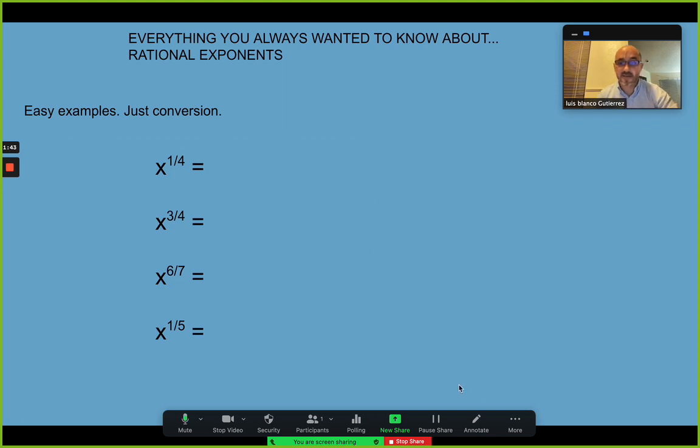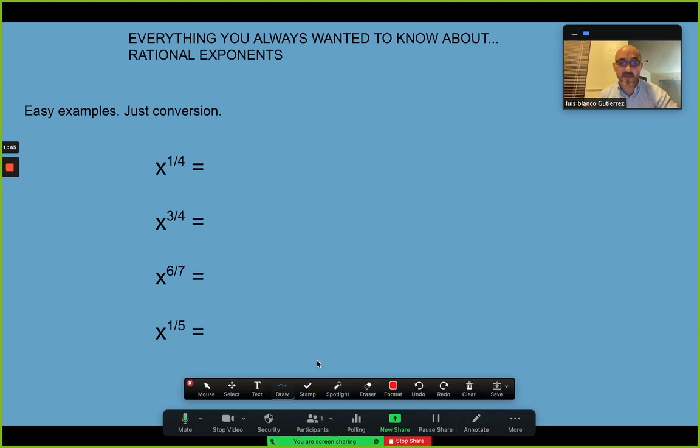Alright, we are going to do a few examples of how to convert between rational exponents and radicals. So this is just going to be index 4 of x, or this is going to be index 4 of x. Let me do this one in a different way.